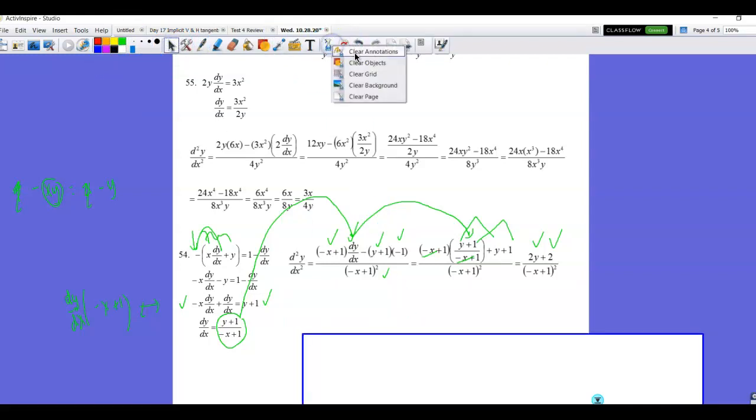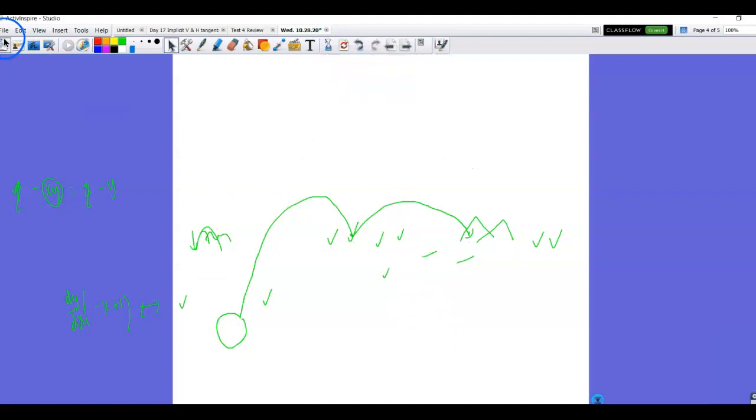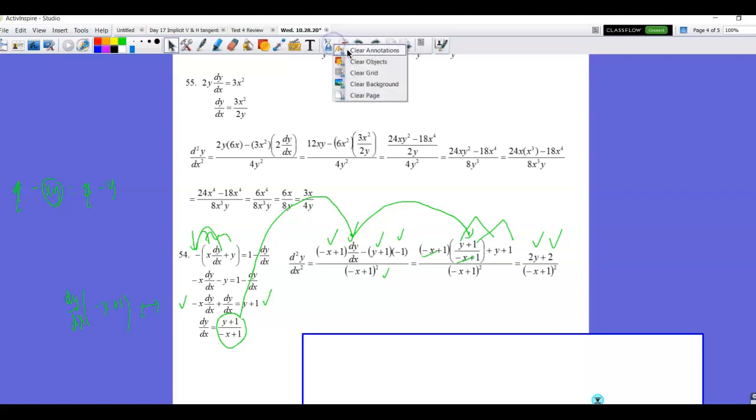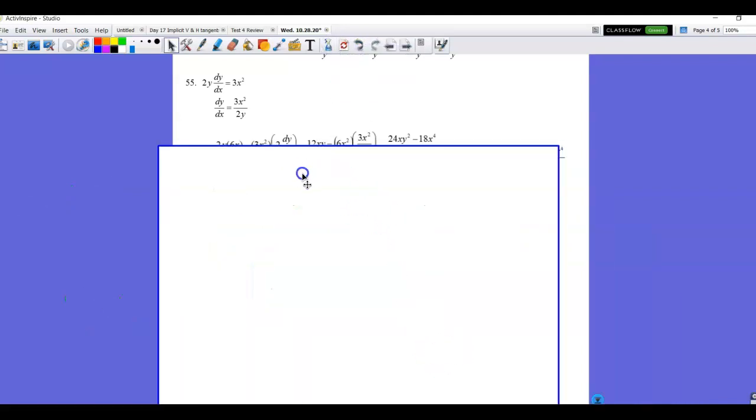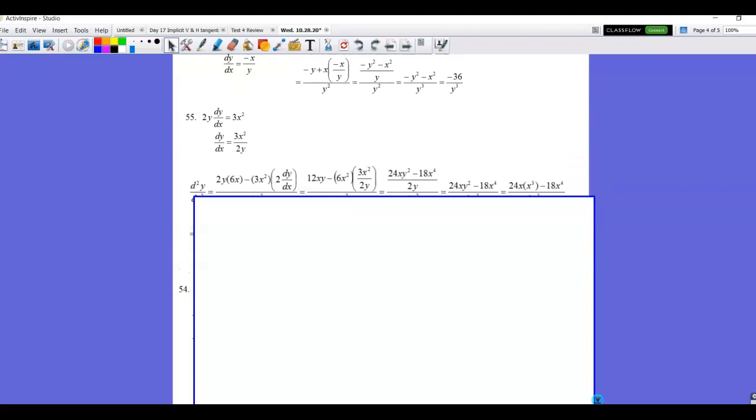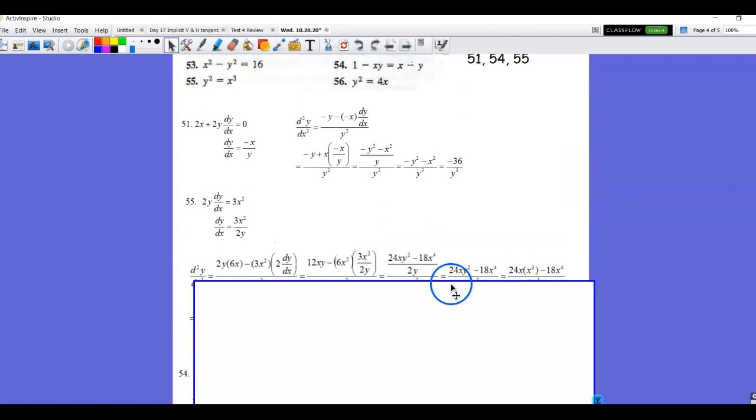And then let's clear the annotations and go to number, whoa, edit, undo. What did I just do there? Clear the annotations. I must have cleared the objects. Let's go to number 55.